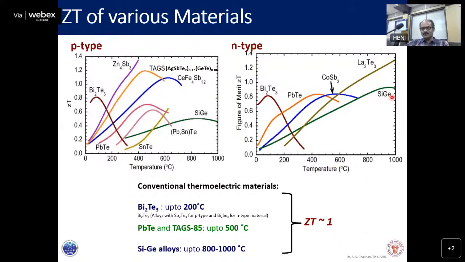Similarly, if you want to make a device which is having an operating temperature of 1000 degrees centigrade, you can see there are only two materials. Though this material is having high ZT, it has several other issues. So you use silicon germanium alloy, which is having a ZT of nearly 0.9, and here also, N type and P type silicon.